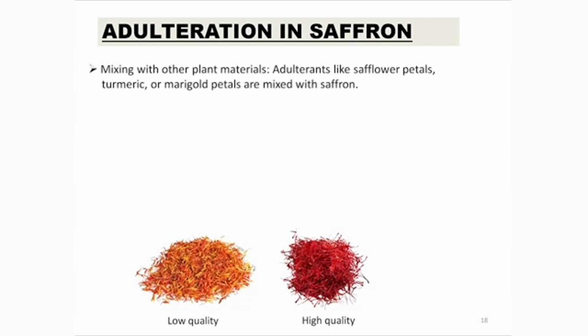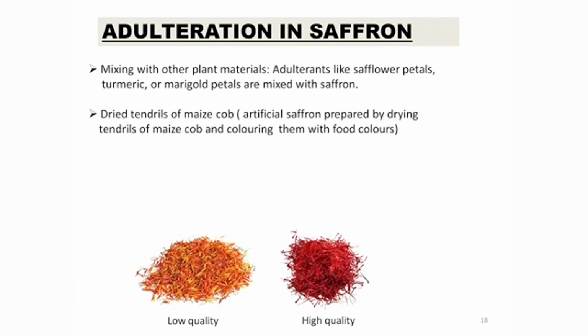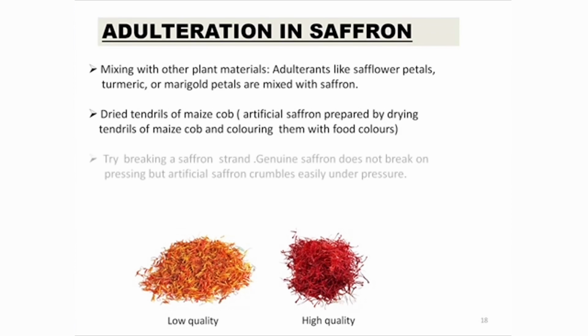Generally, saffron is adulterated by mixing with other plant materials such as safflower petals, turmeric, and marigold petals. And sometimes the tendrils of the maize cob are dried, and then artificial saffron is prepared from the dried maize cob tendrils, to which we add color, and then mix with the saffron.